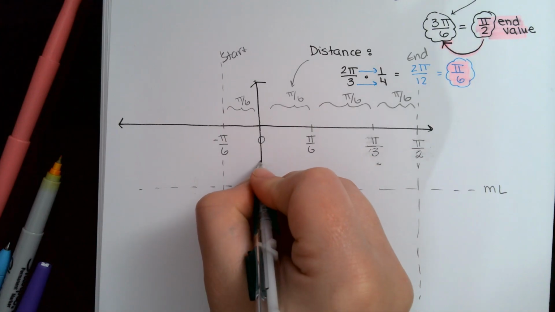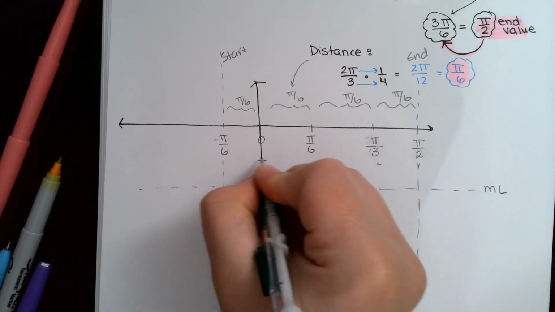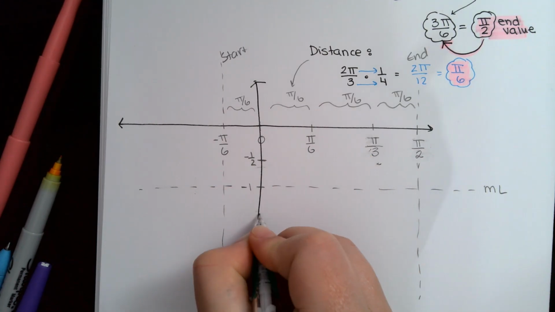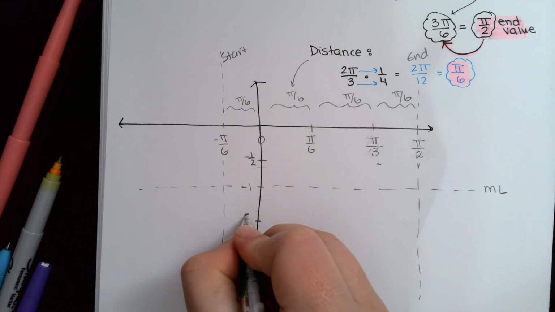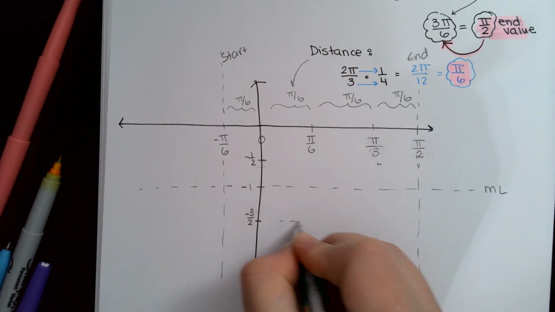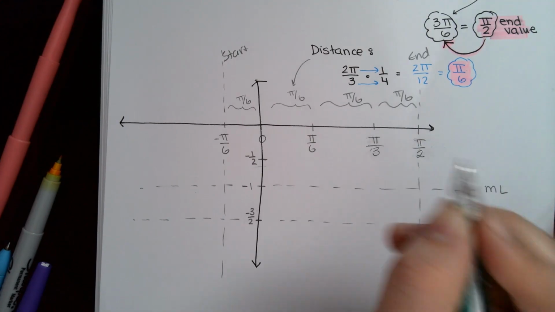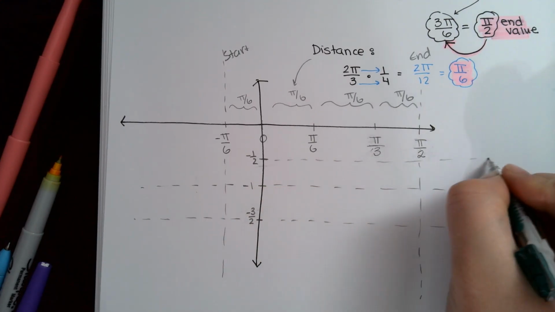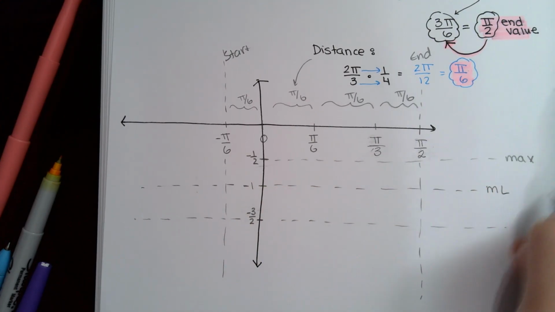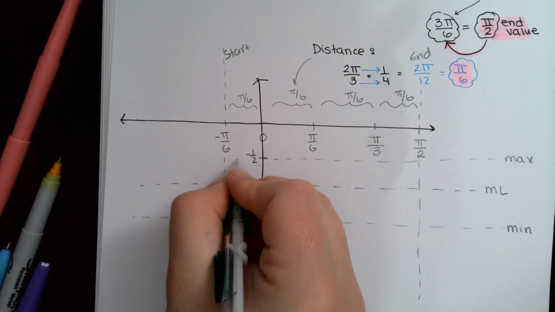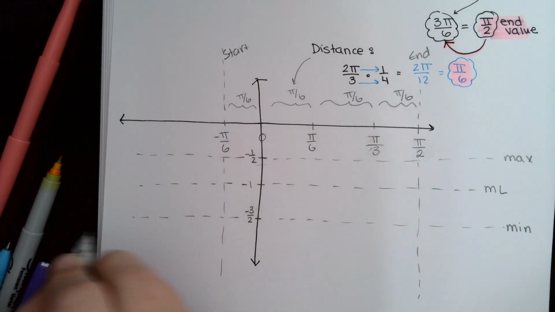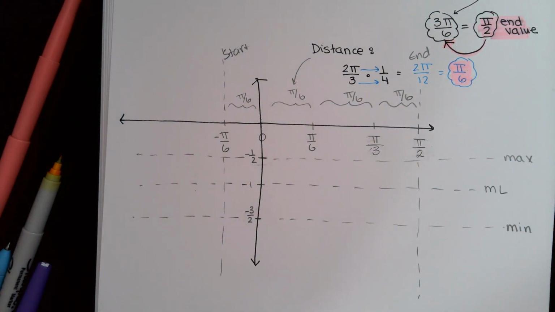Okay, and then we're going up 1/2. So this is negative 1/2. And down 1/2. So this is negative 3/2. Again, the distance between your midline and your maximum value is your A. And the distance between your midline and your minimum value is your A. Okay, so we have a max, our minimum, our midline, our start, our end.